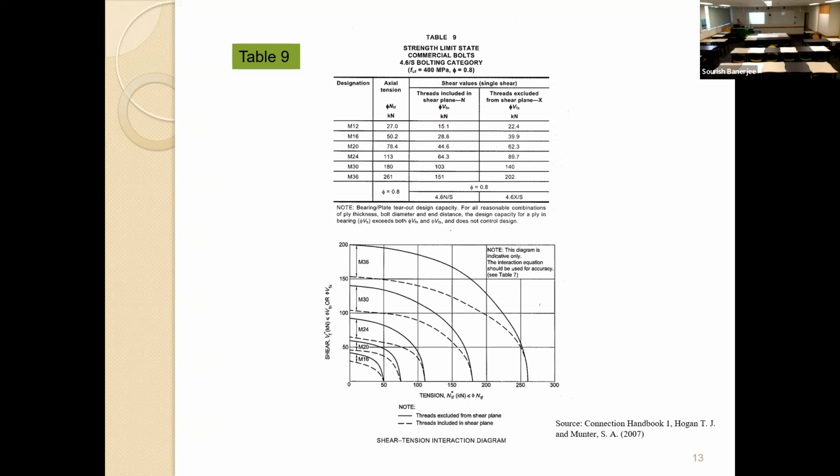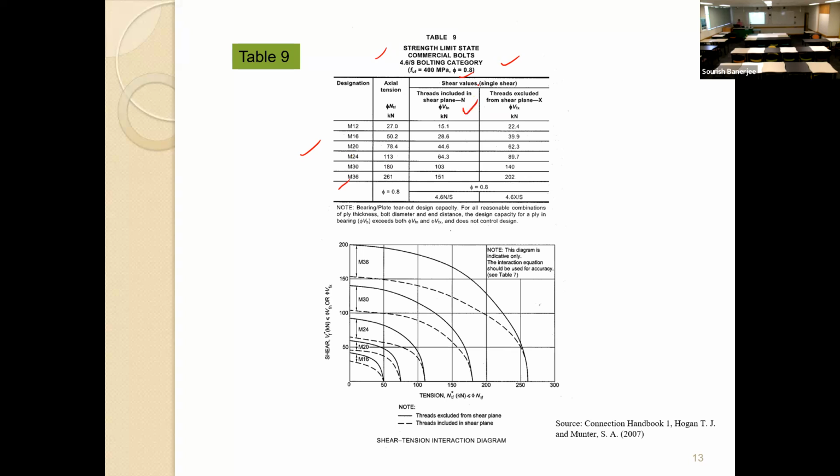Now this is table 9, which is basically taken from the design capacity table. If you look at table 9, it's for the 4.6 snug-tight bolting category. f_uf is 400 MPa. And then you can see that depending on the diameter of the bolt, this table shows us the actual tension capacity of the bolt. So it directly tells you the tensile capacity. And then if you look at these two columns, they are basically your shear values. But remember, this is given in single shear, that means only one plane is intercepted.